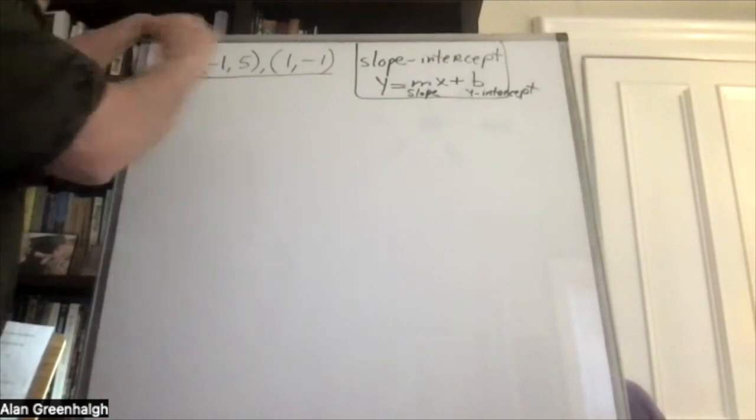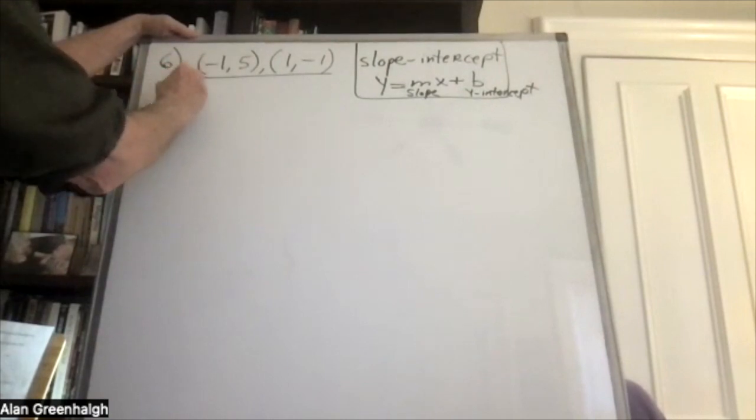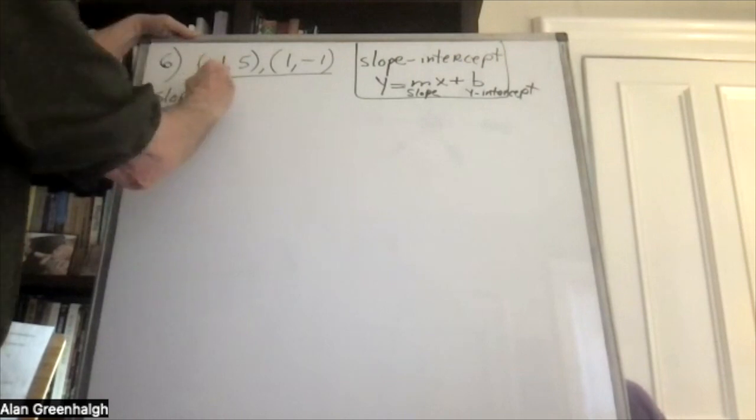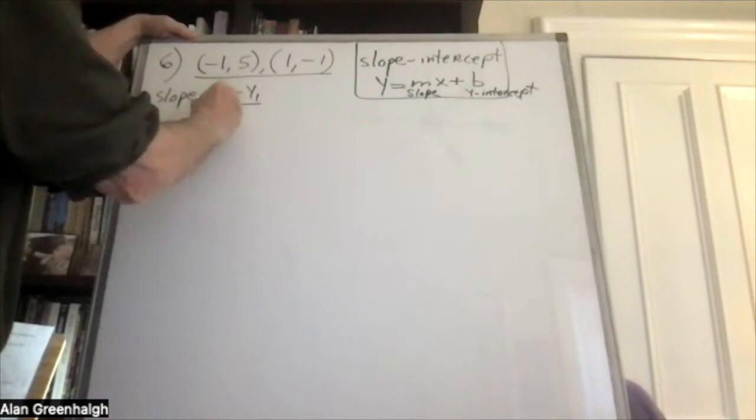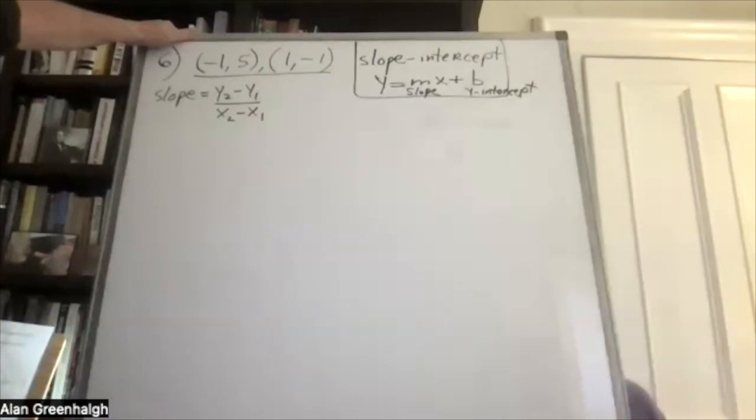So let's find the slope first. The formula that you use for slope is y2 minus y1 over x2 minus x1.